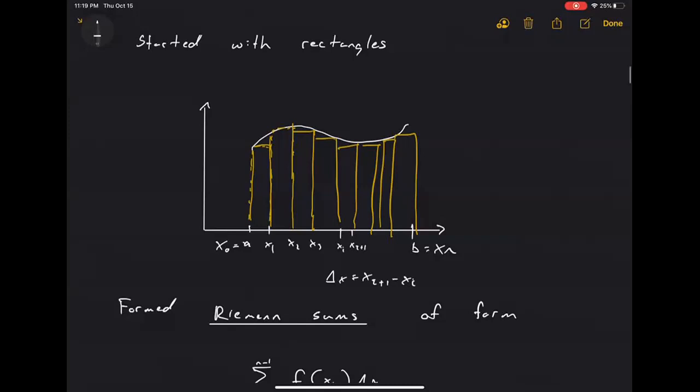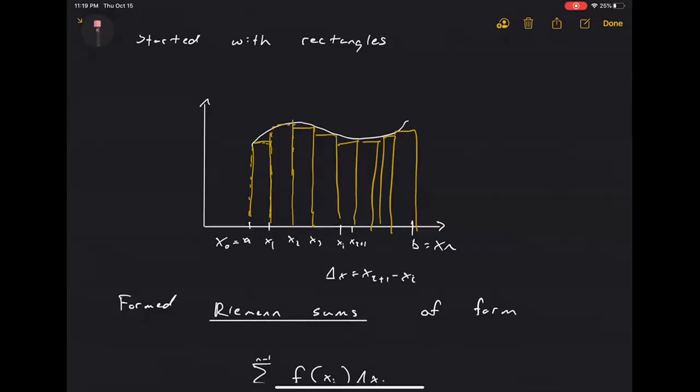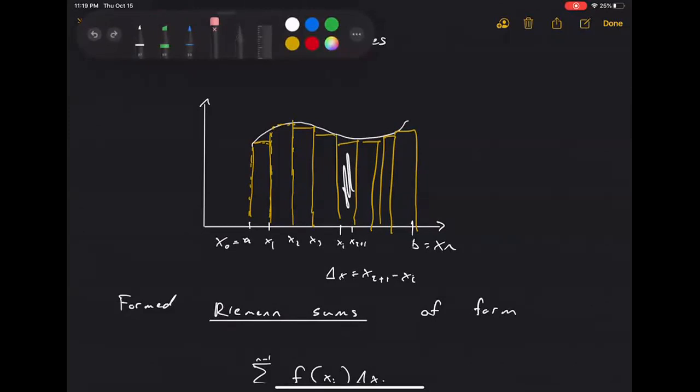Let's just assume for simplicity that all these rectangles are the same width. So the width of this rectangle is delta x, which is xi plus 1 minus xi. And then what is the height of this rectangle? Well, it goes up until it's close to my curve. So I could pick really any point on my curve in this interval, and that would be a pretty good approximation to the height.